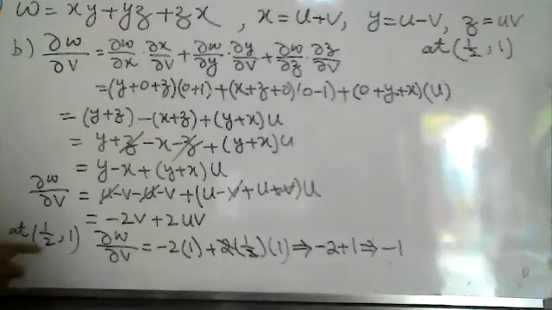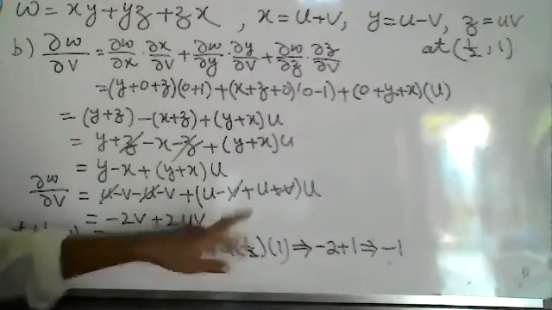Okay. So at 1 over 2 comma 1, dw upon dv is equal to this one.